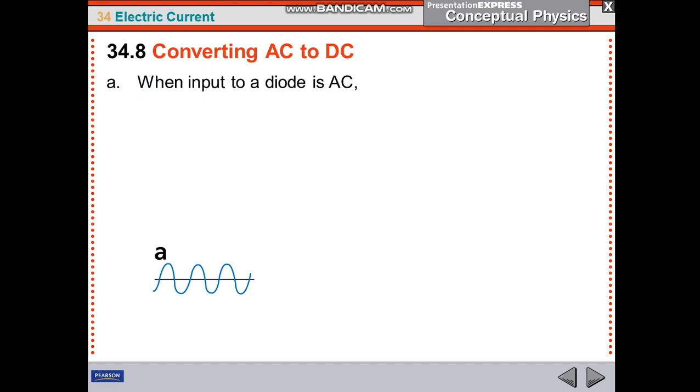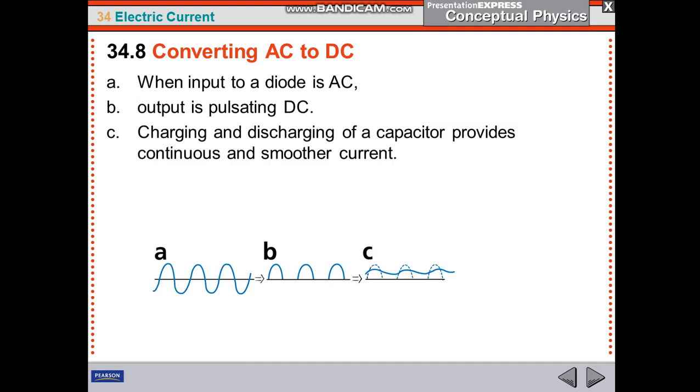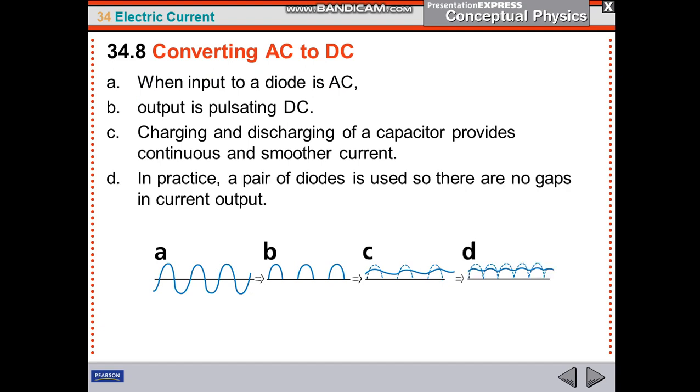Look at the figure. When input to diode is AC, so this is the sign of alternating current. Let's say diode is used, then what's happening? You can see in B, output is pulsating DC. So this is actually DC, but still there is a pulse. And now charging and discharging of a capacitor provides a continuous and smoother current. So third one, you can see the pulse is eliminated by the use of a capacitor.